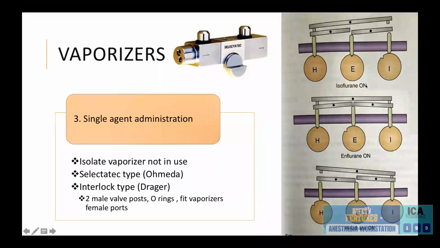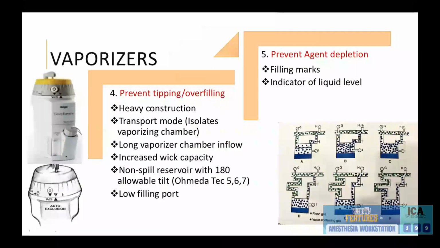This is a double bracket system for 3 vaporizers. So at one point of time, you can open only 1 vaporizer. But it is also not foolproof: if you don't have double brackets and you put 1 vaporizer on either end of the 3 vaporizer system, then you can open them. So you have to be aware of what mechanism you have in your machine.